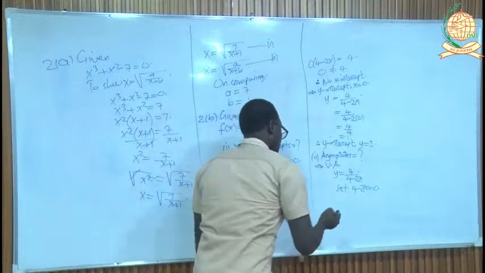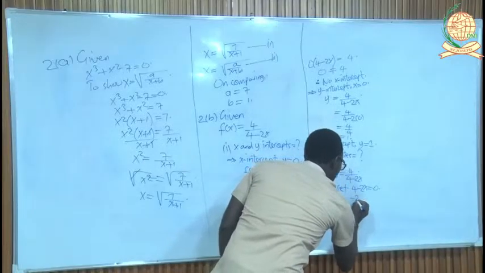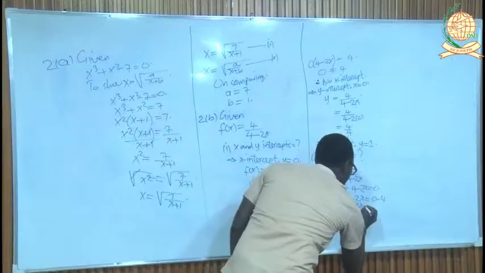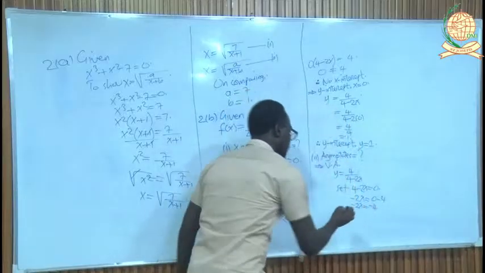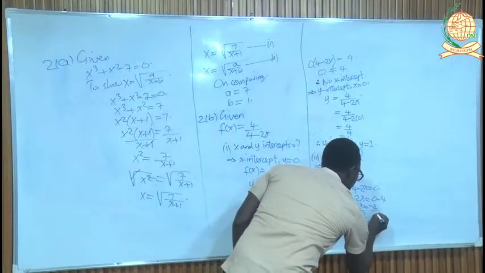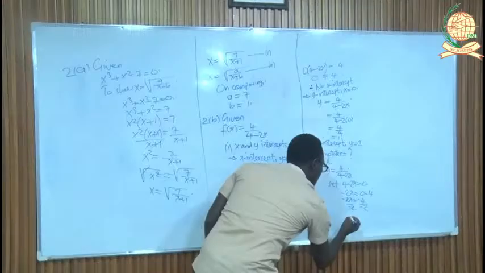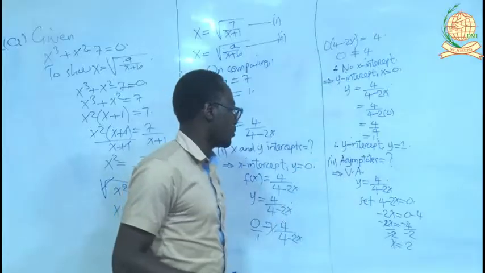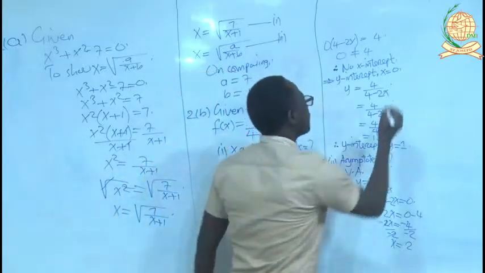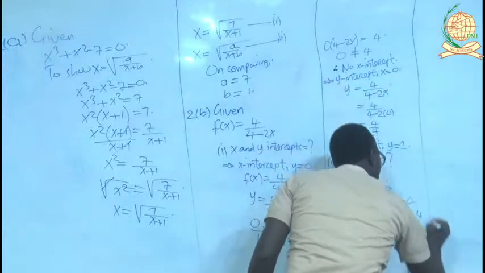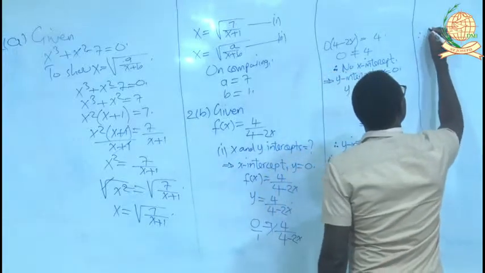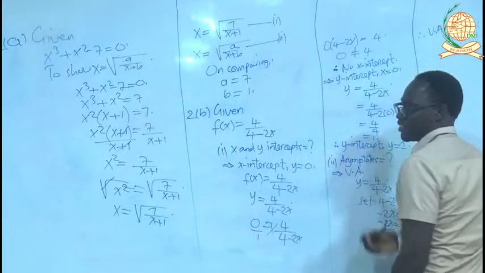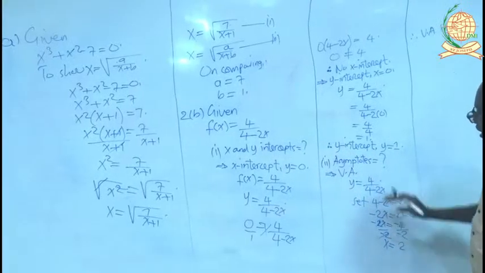Collect like terms, negative 2x will be equal to 0 minus 4. Negative 2x will be equal to negative 4. Then divide both sides by negative 2. This one and this one will cancel. Then x is equal to positive 2. So your vertical asymptote is x equals 2.